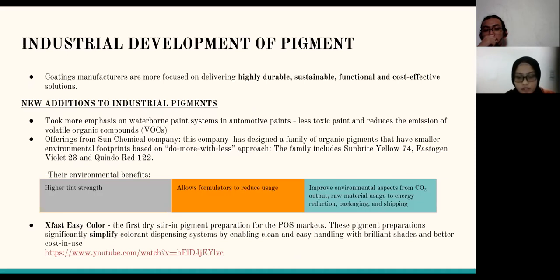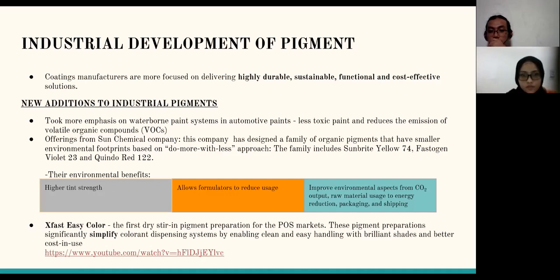So nowadays, coating manufacturers are more focused on delivering highly durable, sustainable, functional, and cost-effective solutions for pigments production. So here are several new additions to the industrial pigments. We could see there are paint companies that put more emphasis on the waterborne paint system in automotive paints, which appears to be less toxic than solvent-based paint, and it also has advantages in reducing the emission of VOC, which is volatile organic compounds.